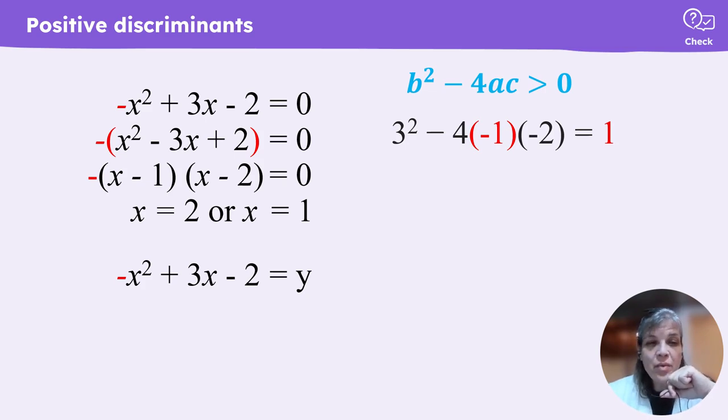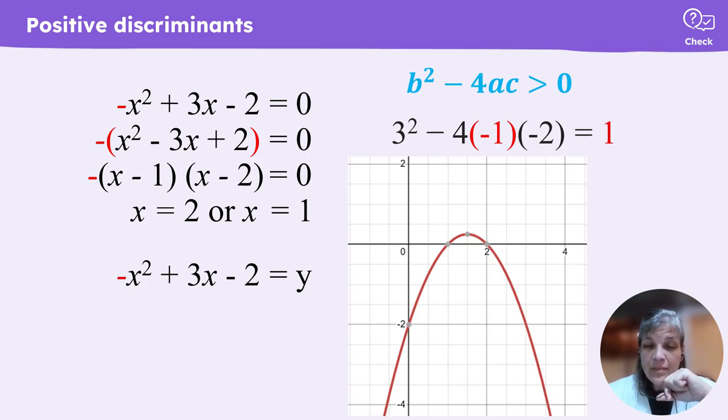This one, -x² plus 3x minus 2. First of all, if you take the negative out and then you factorize it, then you find that x can be 2 or x can be 1. If you take that same equation equal to y and you graph it, you have a frowning curve because of that negative, but you can see it crosses the x-axis at two distinct points, at 1 and at 2. So that is the feature of a positive discriminant. The curve will cut the x-axis at 2 points. Here's the 1, there's the 2.